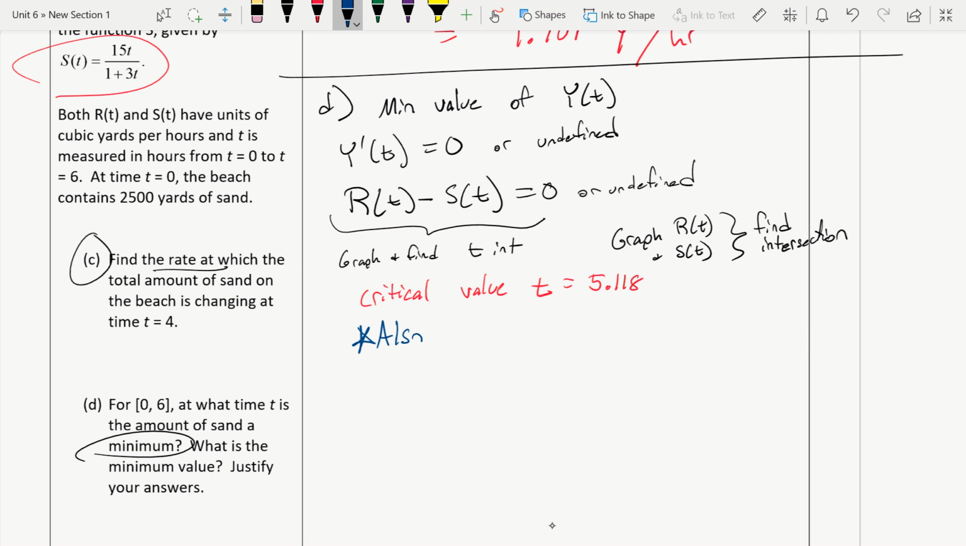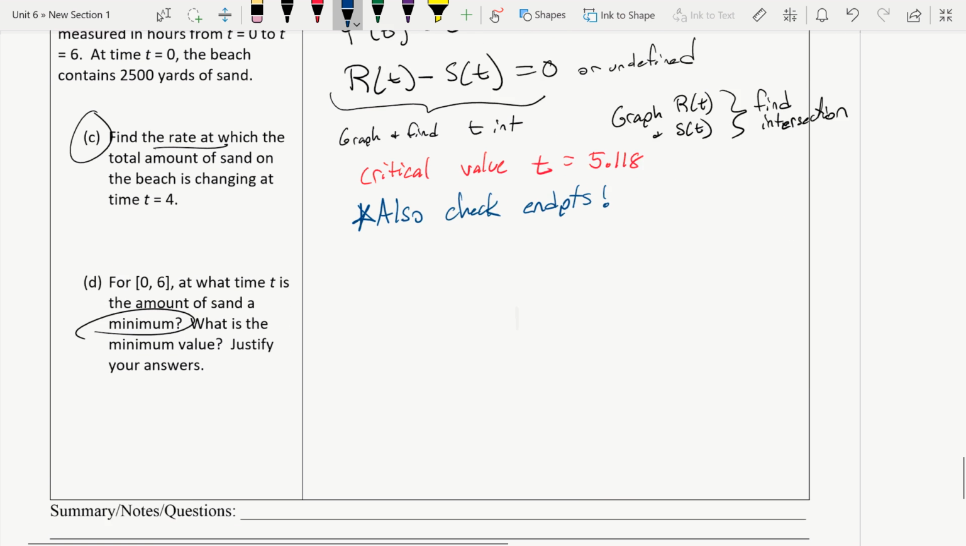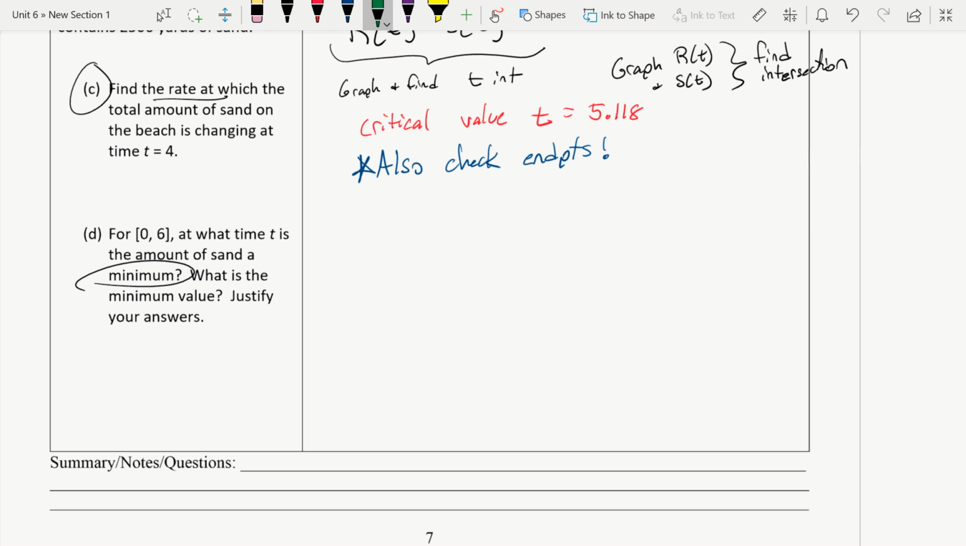And I know it's been a couple months since we did a problem like this. So here's what we liked to do back in the day. We would make a little chart. You don't have to do this. You do it however you want. We'd have the time. We'd have the amount of sand or whatever it is. I've got my initial value 0. I've got my critical point, and I've got my final value for time. And then we need to evaluate what is the amount of sand at each of these points.